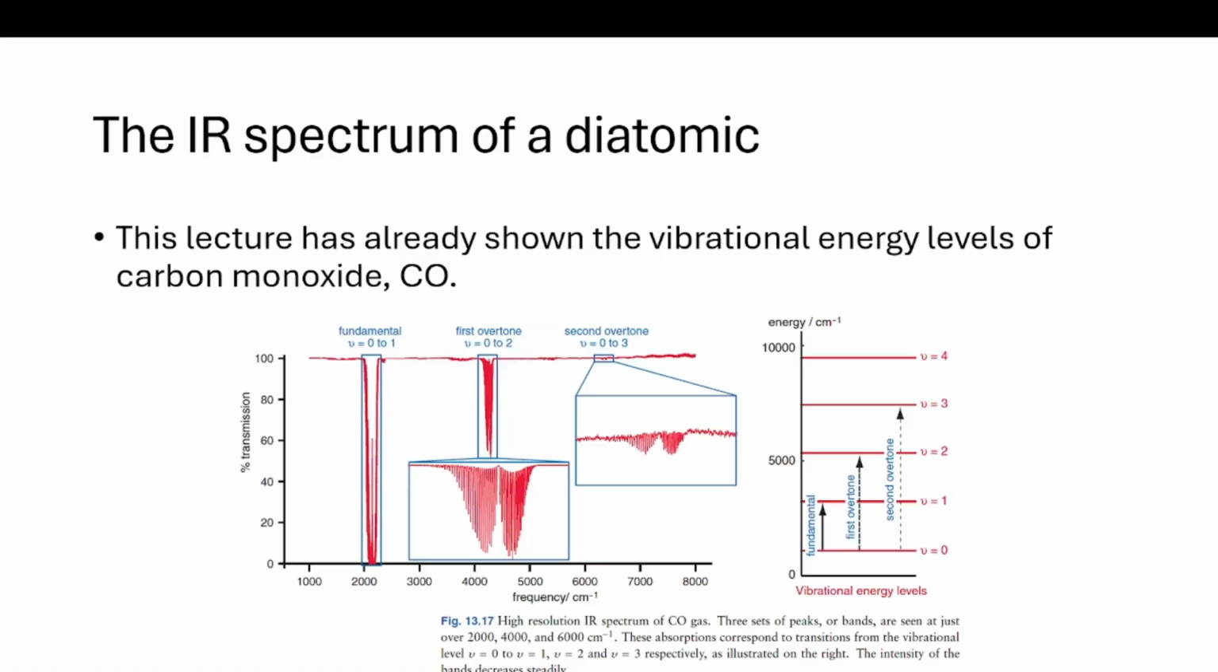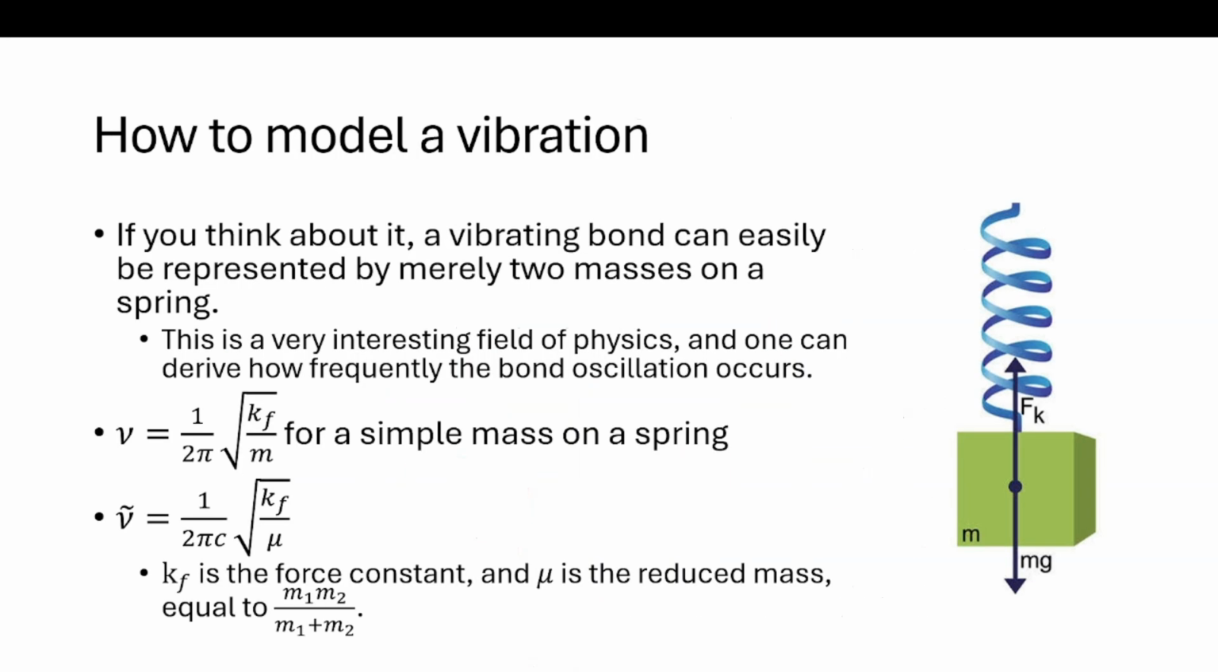Now, if we go to something known as the second energy level, right? If we go from 0 to 2, then that's going to be our first overtone, 0 to 3, our second overtone, 0 to 4 is going to be our third overtone, and so on.